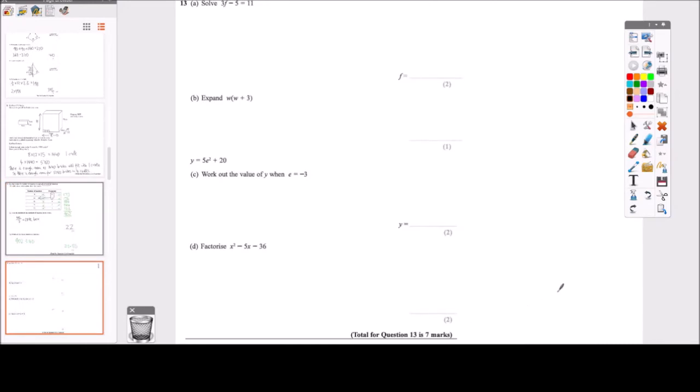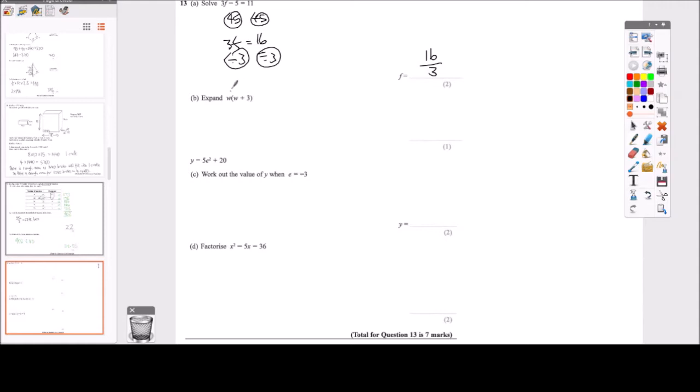Question 13. So to solve this, let's undo the minus 5 to start with by adding 5 to each side. So 3f equals 16. How do you undo a timesing by 3? You divide by 3. So f is going to be 16 divided by 3. You can make that a mixed number, but I wouldn't. Just leave it as the top-heavy fraction. That would be fine.